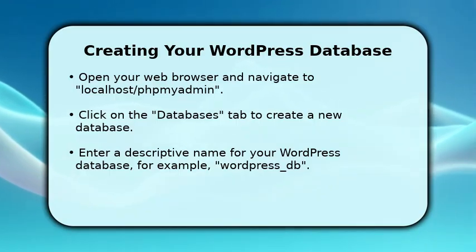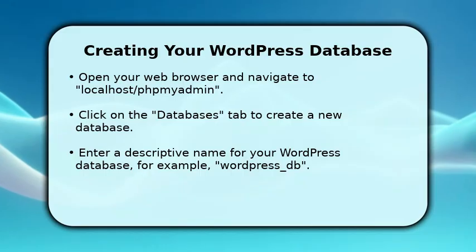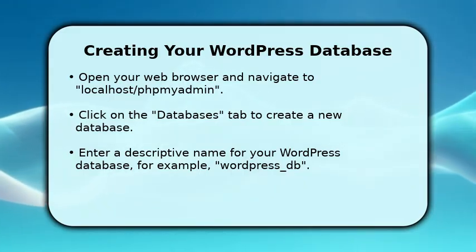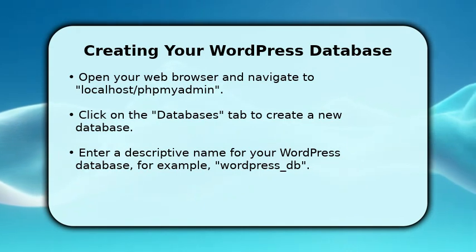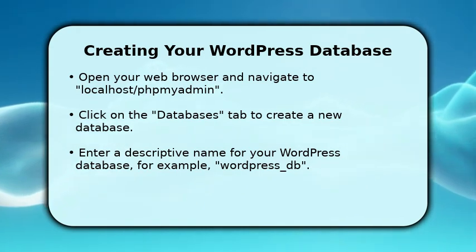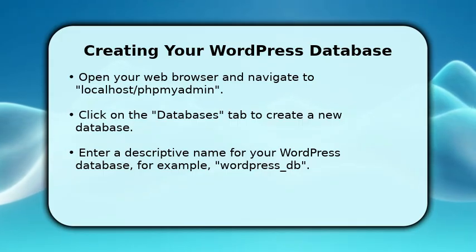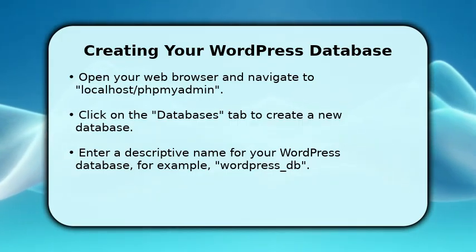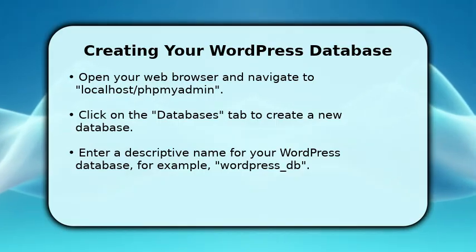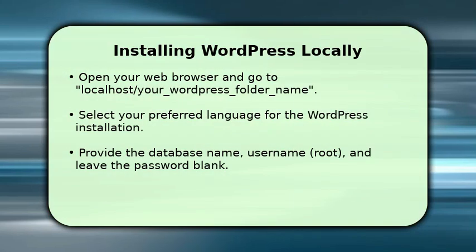On the left sidebar, click on the Databases tab. Here, you will enter a new database name such as WordPress DB and select UTF-8 General CI for the collation. Then click Create. This database will store all your WordPress content, settings, and user information, making it a crucial step in the setup process. With your database ready, it's time to install WordPress.